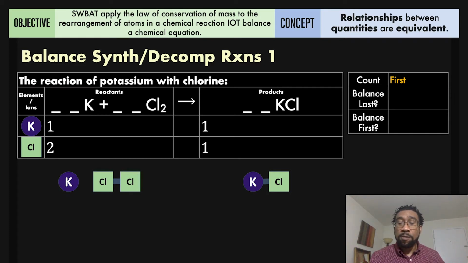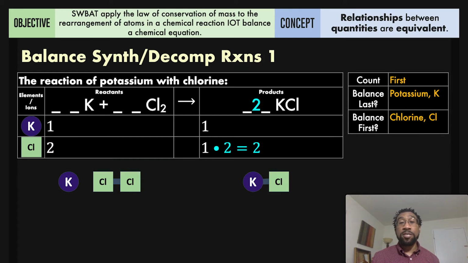And so which one are we gonna balance last? We're gonna balance the loneliest element last, that metal, which is potassium. The only other element, which we're gonna balance first, is chlorine. So let's keep it moving. We're gonna balance the chlorine first. So I'm going to multiply the product side by a number to make it equal to 2. What number can I multiply 1 by to make it equal to 2? I'm gonna multiply it by 2, okay?